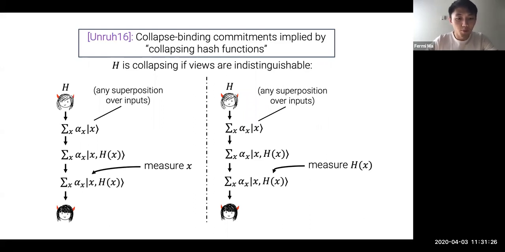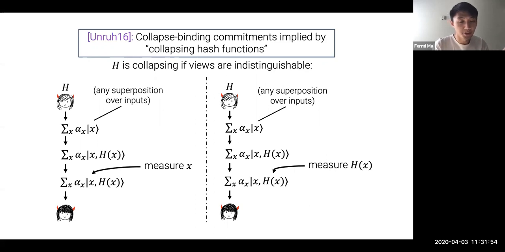Okay, so the point here is that a hash function is collapsing if no adversary can tell whether you measure the input registers or the output registers, for any superposition of inputs of its choice. And these are indeed different measurements, right? As long as H is a compressing hash function, measuring the input is going to be different from measuring the output.